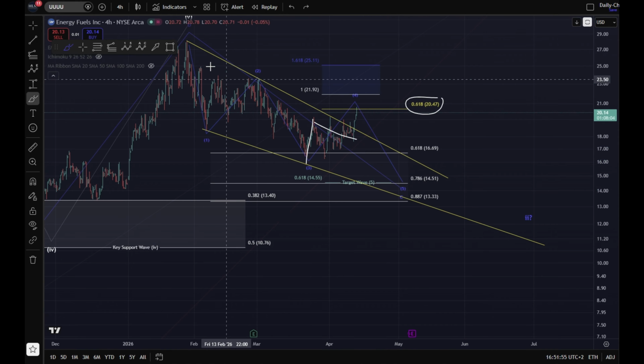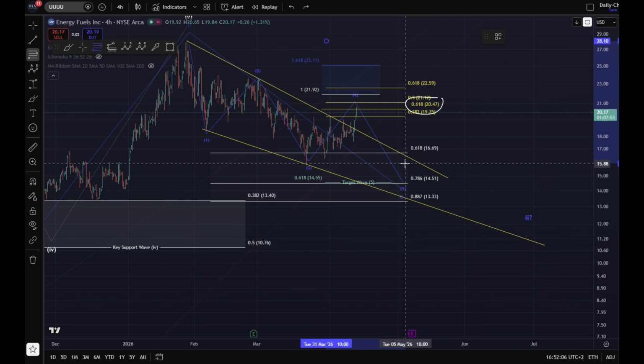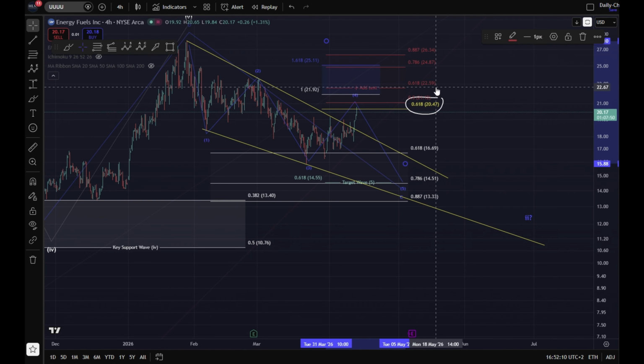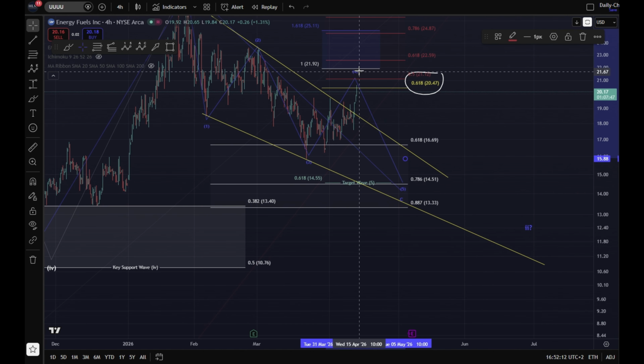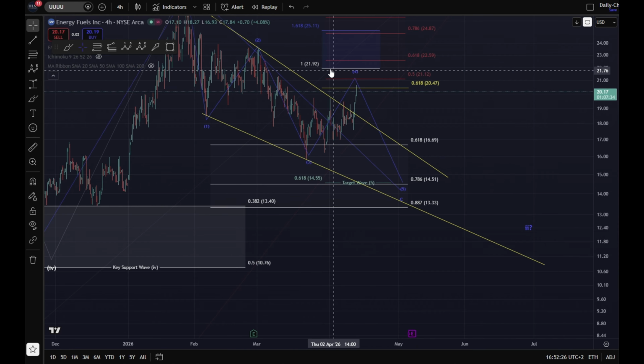What are the resistance levels for the larger A wave here? Let's measure that. B wave resistance. I mean, the next level to watch if we break above the $20.47 is the $21.12. And above that level, the 100% extension of the C wave here at $21.90. And from there on, yeah, we have to take it level by level.